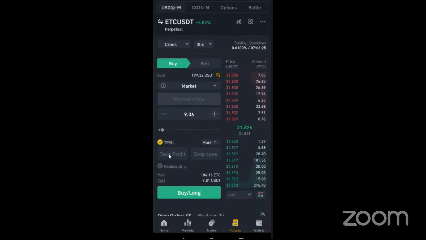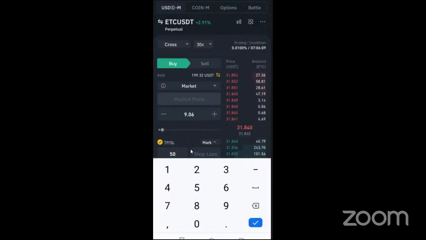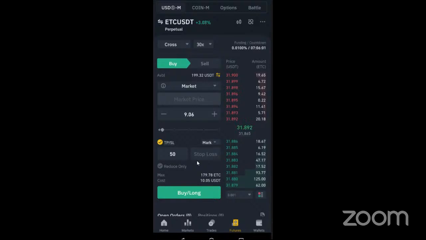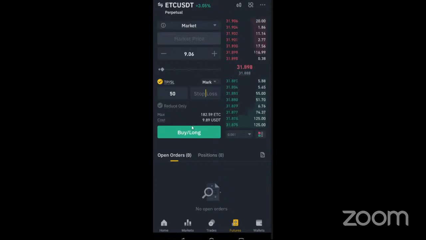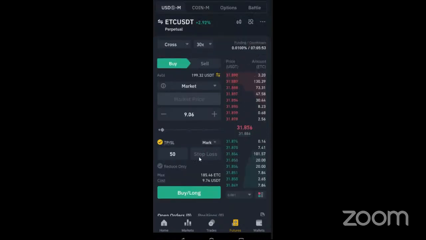So let's say for example you want to buy, okay, this one is Ethereum Classic. Let's say you want to buy Ethereum Classic at around $31 right now, but we want to take profit around $50. So we are going to put the $50 right there, and then the stop loss is going to be some distance away from the market price. For the stop loss, we can decide to put about 25 there or thereabouts, and then we can click on buy long. But we are not doing that right now.